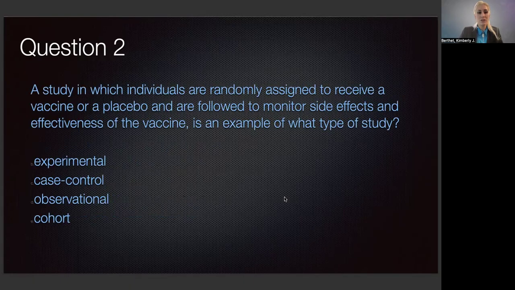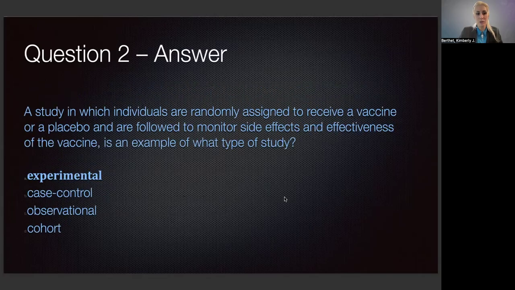Okay. Question number 2. A study in which individuals are randomly assigned to receive a vaccine or a placebo and are followed to monitor side effects and effectiveness of the vaccine is an example of what type of study? We'll let you read through the answers here. We have experimental, case control, observational, and cohort. You can pause here and we'll go ahead and pick up with the answer for question 2, and that would be an experimental study.